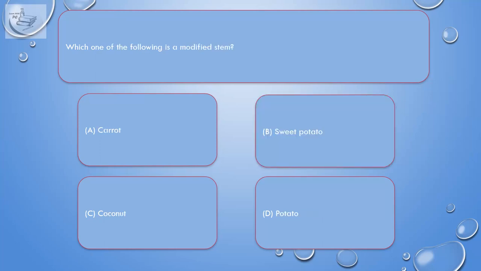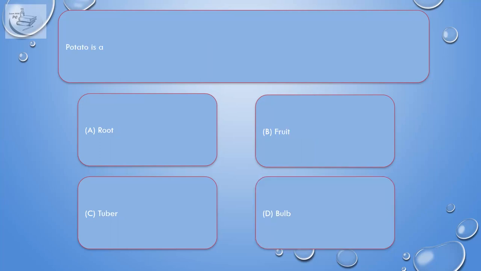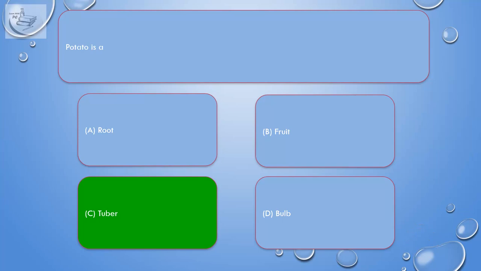Question: which one of the following is a modified stem? A. Carrot. B. Sweet potato. C. Coconut. D. Potato. Correct answer is D. Potato. Question: potato is A. Root. B. Fruit. C. Tuber. D. Bulb. Correct answer is C. Tuber.